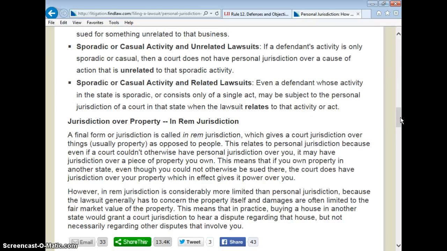Sporadic or casual activity and unrelated lawsuits. If a defendant's activity is only sporadic or casual, then a court does not have personal jurisdiction over a cause of action that is unrelated to that sporadic activity. Sporadic or casual activity and related lawsuits. Even a defendant whose activity in the state is sporadic or consists only of a single act may be subject to the personal jurisdiction of a court in that state when the lawsuit relates to that activity or act.